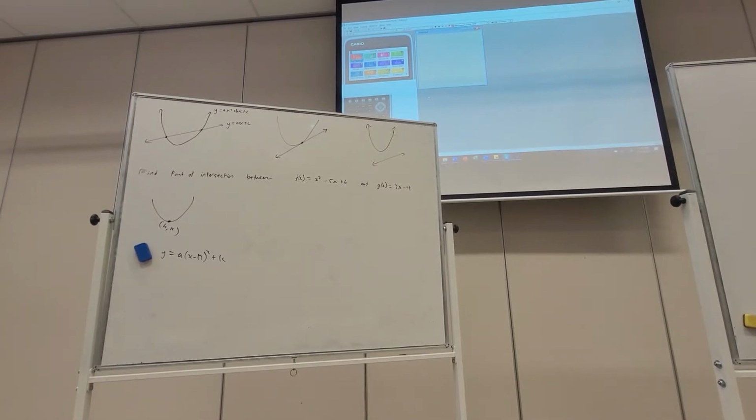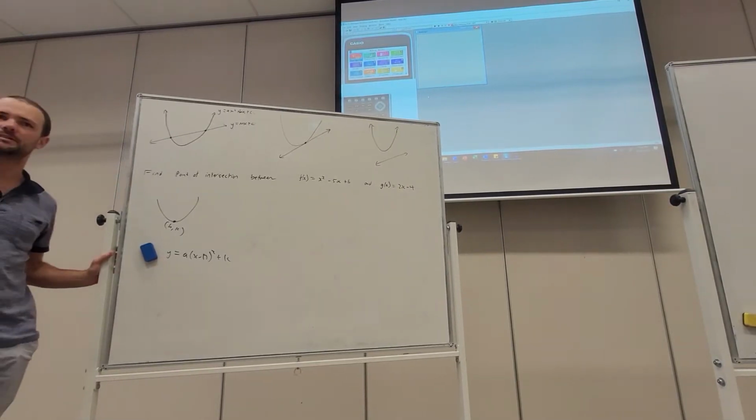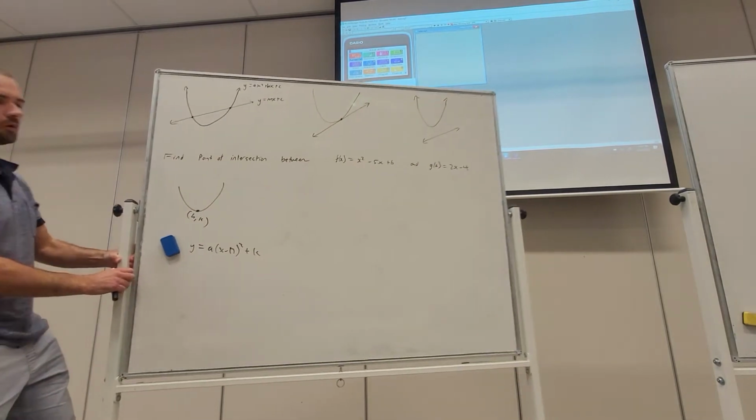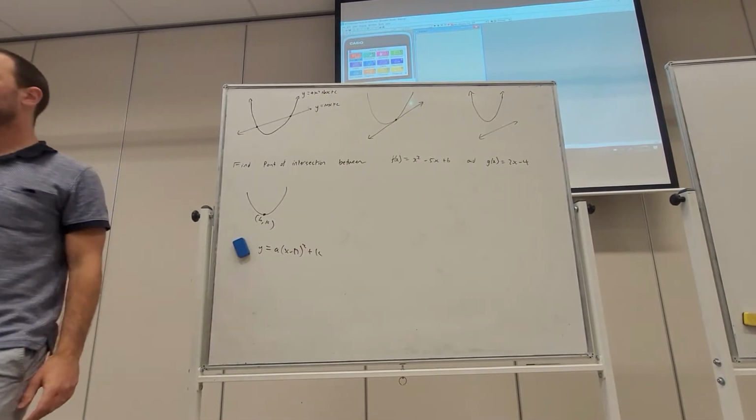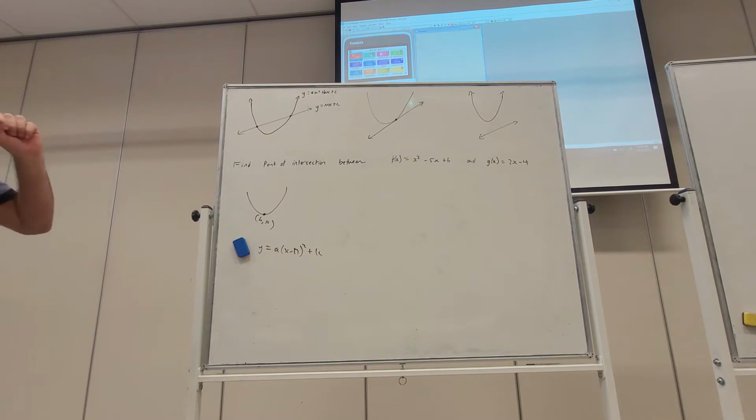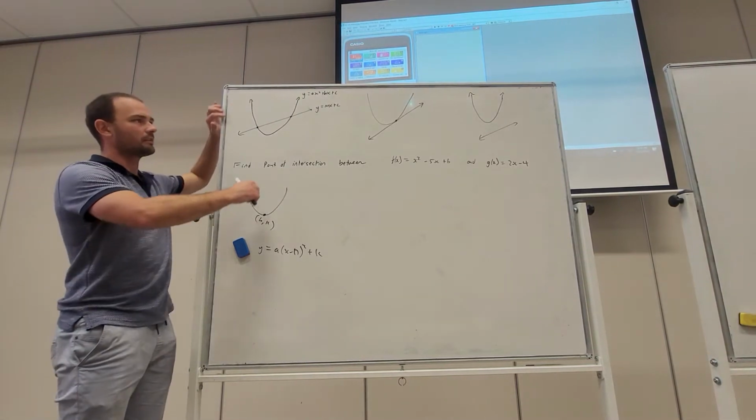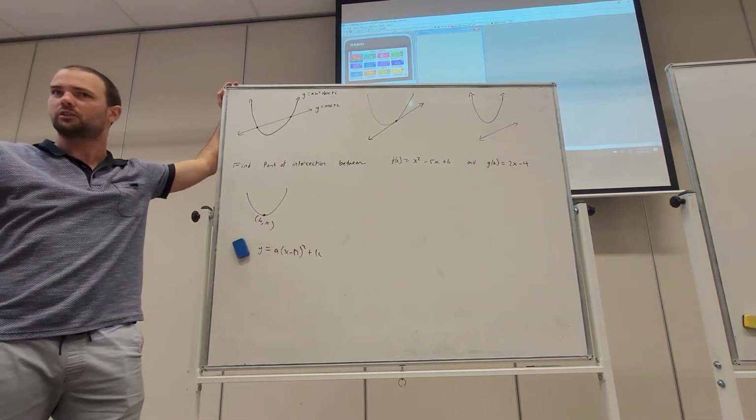So we're looking at where functions meet. For this exercise, we're only dealing with a quadratic and a line. If you think, there are three circumstances in which that could occur.